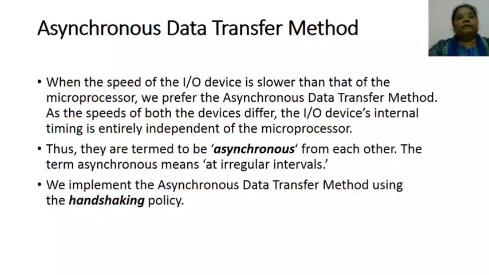Then comes our asynchronous data transfer mode. When the speed of the input output device is lower than that of the microprocessor, we prefer asynchronous data transfer mode. As the speeds of both the devices differ, the input output device's internal timing is entirely independent of the microprocessor. Thus, they are termed asynchronous from each other. The term asynchronous means at irregular intervals. We implement the asynchronous data transfer method using the handshaking policy.